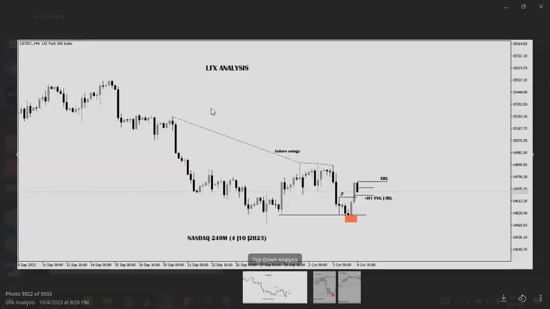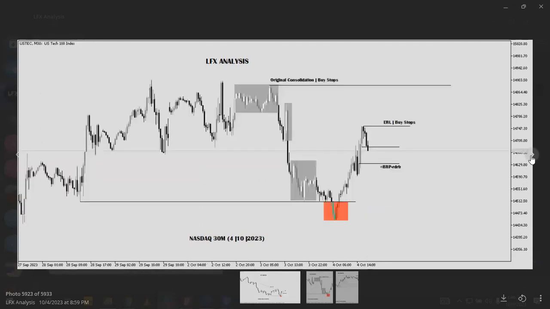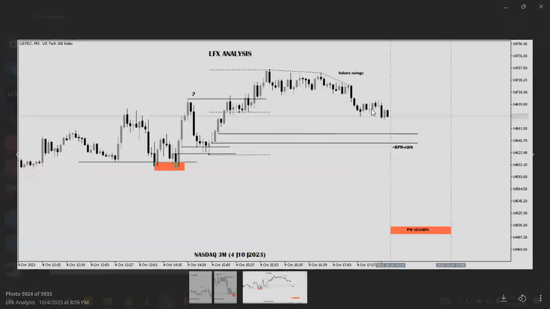So as you can see, this was the H4 time frame. Then the M30 time frame. Then finally, the M3 time frame. This was my top-down analysis in which I was able to predetermine a bullish bias right before the PM session.